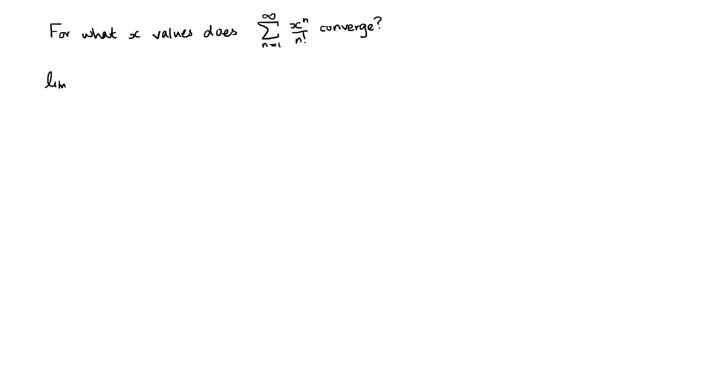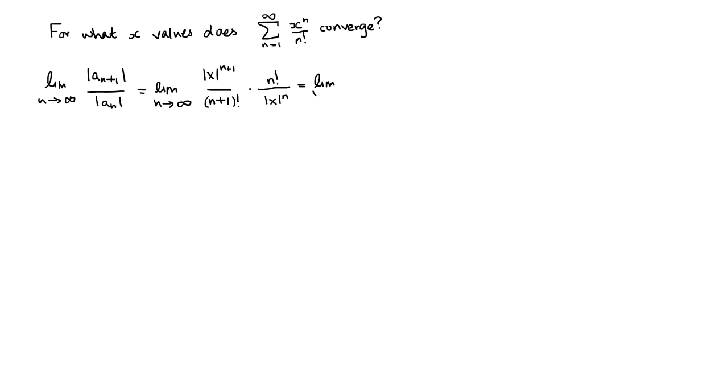So we're going to take the limit as n goes to infinity of the absolute value of a_(n+1) over the absolute value of a_n. So this is going to be the limit as n goes to infinity of the absolute value of x to the n plus 1 divided by (n plus 1) factorial. Rather than dividing by the a_n term, we're going to multiply by the reciprocal. So the reciprocal is absolute value of x to the n in the denominator and n factorial in the numerator.